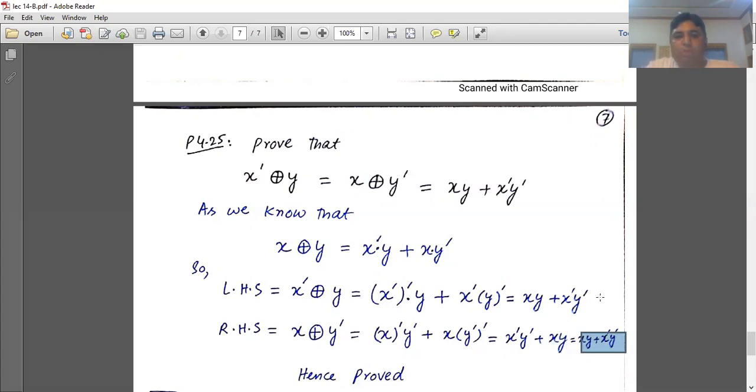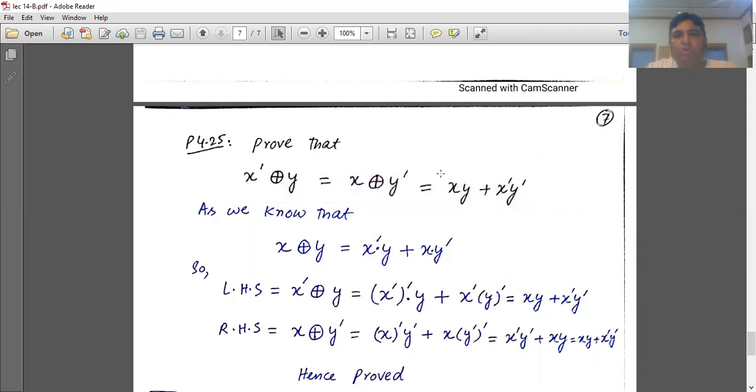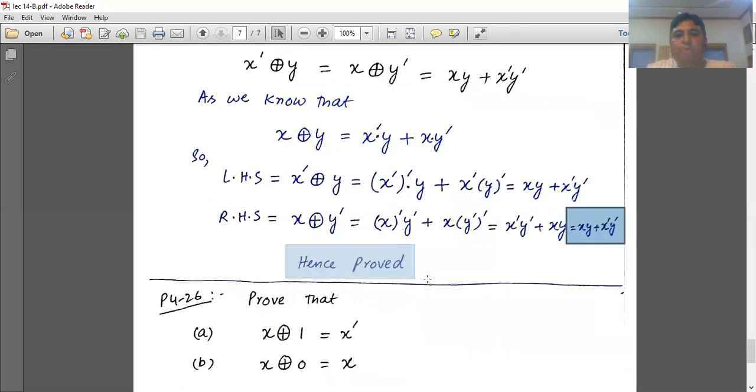So both of them are equal. The proof says to prove that x bar exclusive or y is equal to x exclusive or y bar, and both of them are equal to xy plus x bar y bar. So we have proven the left hand side is equal to xy plus x bar y bar, and we have proven the middle side, or right hand side, x exclusive or y bar, is also equal to xy plus x bar y bar. So hence we have proven that this identity is equal.